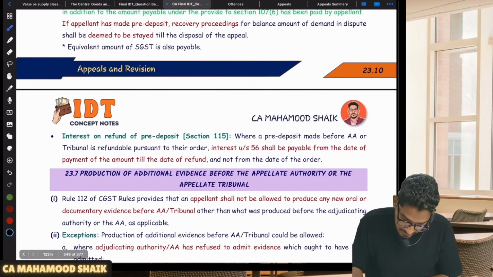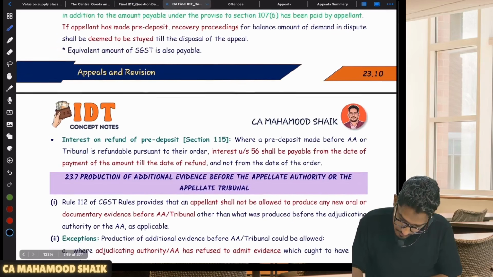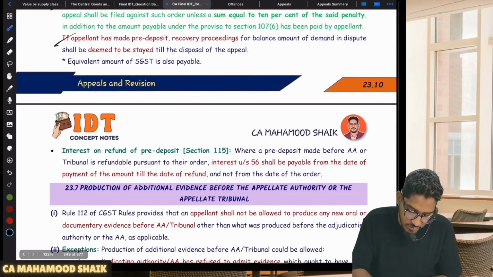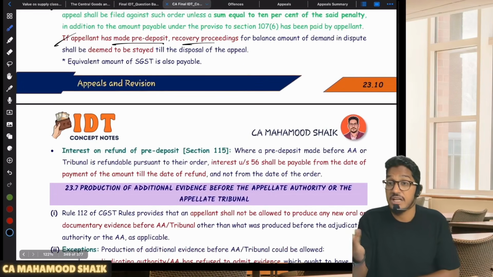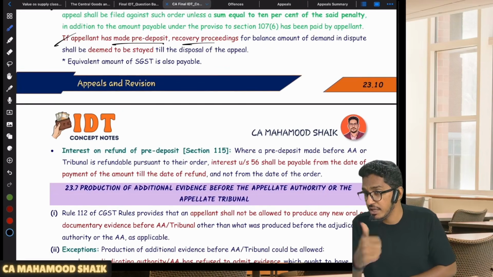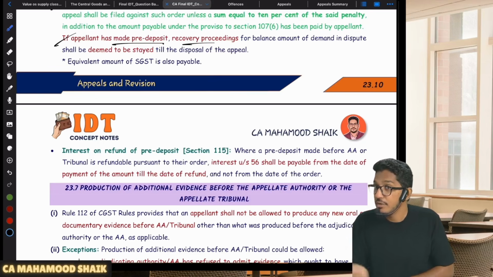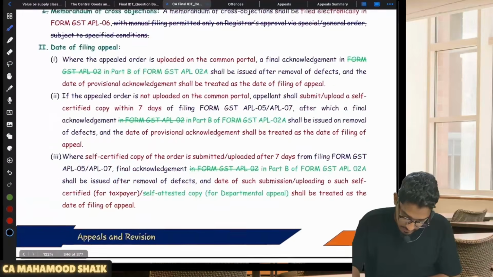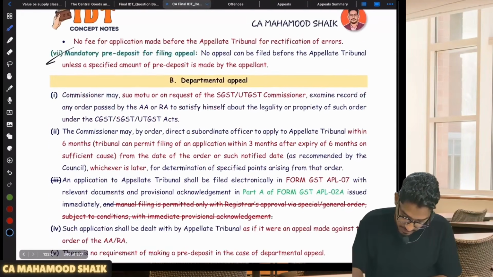So then after that, next one. This is not an important point. If the appellant has made a pre-deposit and recovery proceedings have already started, they will be stopped. If recovery has already started, like they have attached your property or are issuing a garnishee order, but if you made a pre-deposit and went for an appeal, then all that recovery proceedings will be stayed. Next. Now we'll come to one more point, that I will come back to later.